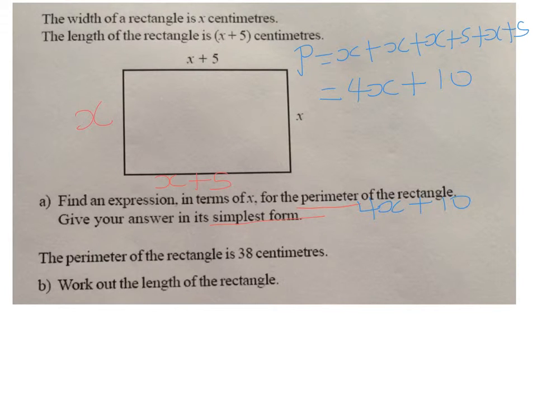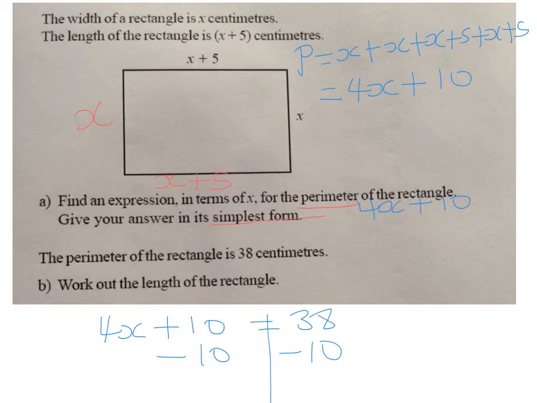And then in part B, they said the perimeter of the rectangle is 38. Work out the length of the rectangle. Don't forget, in part A, you already worked out the perimeter to be 4x plus 10. Just equate that to 38. Solve the equation as we normally do. Take away 10 from both sides. That gives us 4x equals 28. 4 and x are kissing, which I said means times. Do the opposite of times, which is divide both sides by 4, and x would be equal to 7.